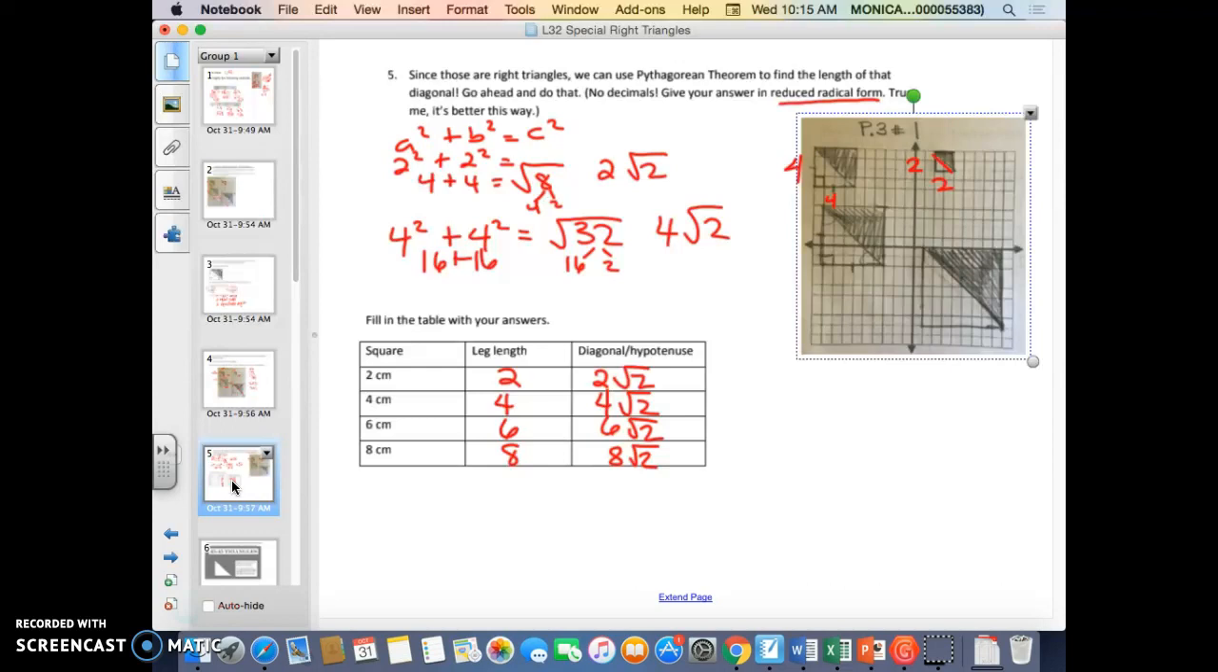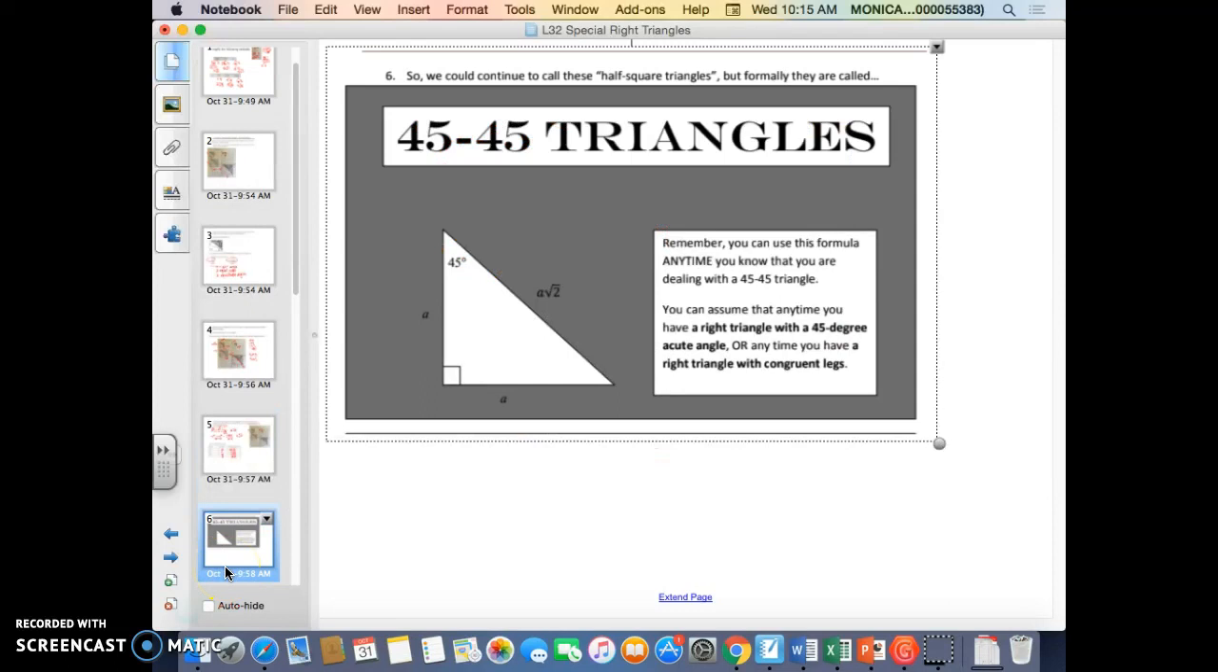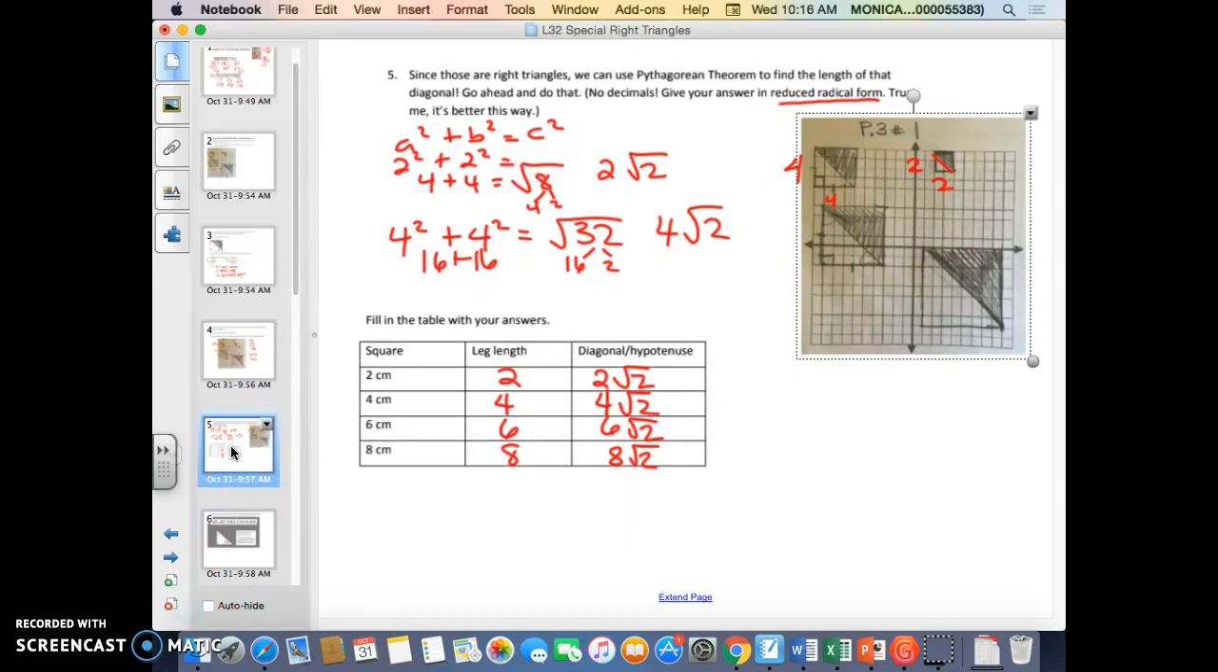So what can we conclude? Well, what we've just discovered is that when you have a 45-45-90 triangle, so that means you have one right angle and the two base angles are 45, we know that the two legs are going to be equal. And then we know the hypotenuse is going to be whatever that side length is times the square root of 2. And we noticed that when we did our chart here.